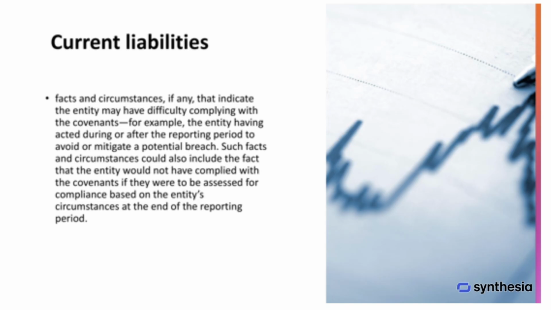In addition to the information about the covenants and their related liabilities, the entity must also disclose any facts and circumstances that could indicate potential difficulty in complying with the covenants. For example, if the entity has taken actions during or after the reporting period to prevent or reduce the risk of breaching the covenants, this should be disclosed. Similarly, the entity must disclose situations where it would have failed to comply with the covenants if they had been assessed based on the circumstances at the end of the reporting period. Such disclosures are important for users of financial statements to understand the risks and actions taken by the entity to manage covenant compliance.